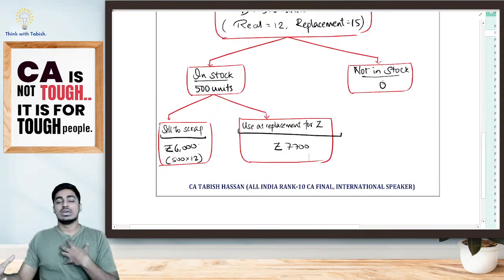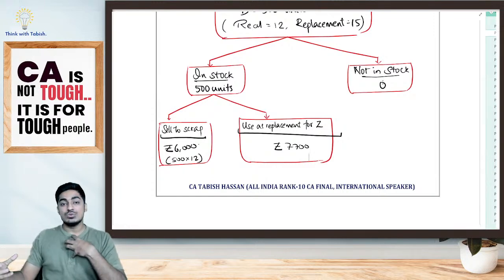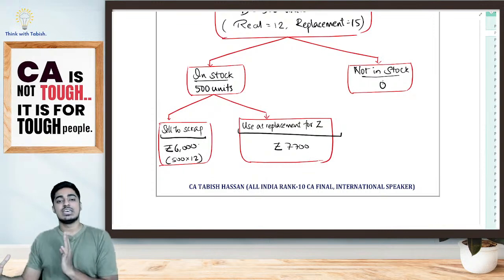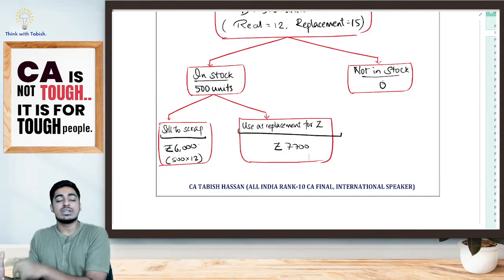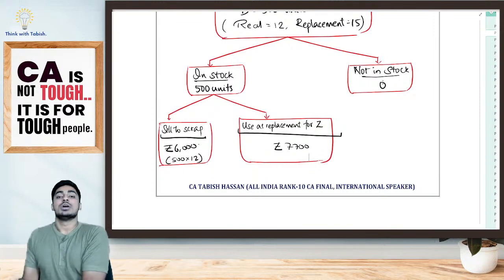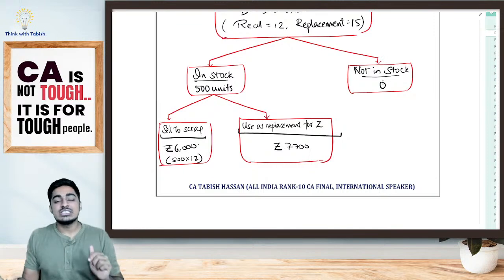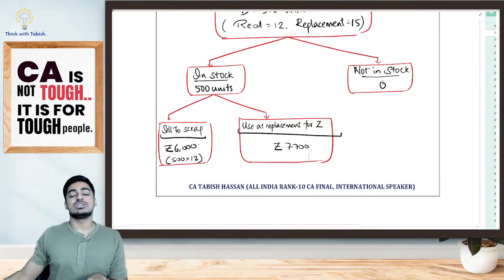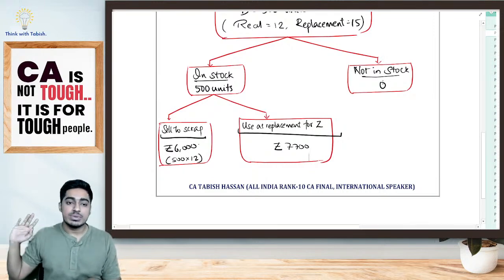Yes, otherwise I am producing another product. What I would have done is I would have used this raw material D instead of material Z. Material Z is costing me 7,700. But now, because I am using it for this special job, I will not be in a position to use it there. So that cost is going to be relevant.